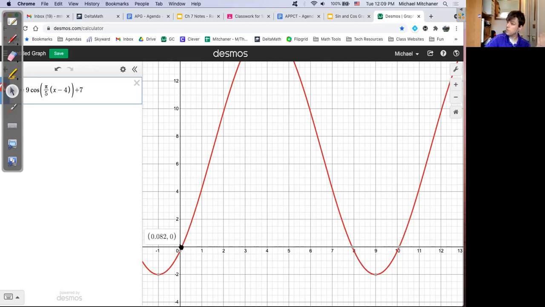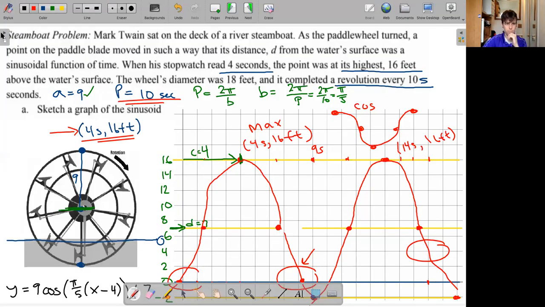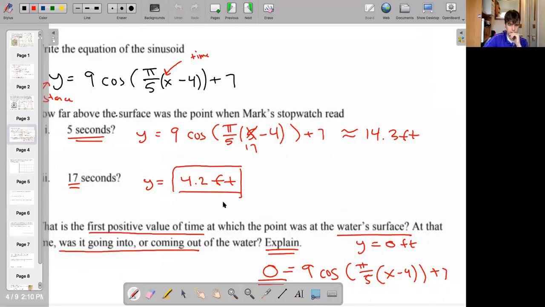Then the next question was asking, was it going into the water or was it coming out of the water? Well, here it's coming out, right? We're on our way up towards the maximum. So we are coming out of the water right after we started timing, at 0.08 seconds. So that's the answer to our question here: time equals 0.08 seconds, and we were coming out of the water, on our way up towards the maximum.